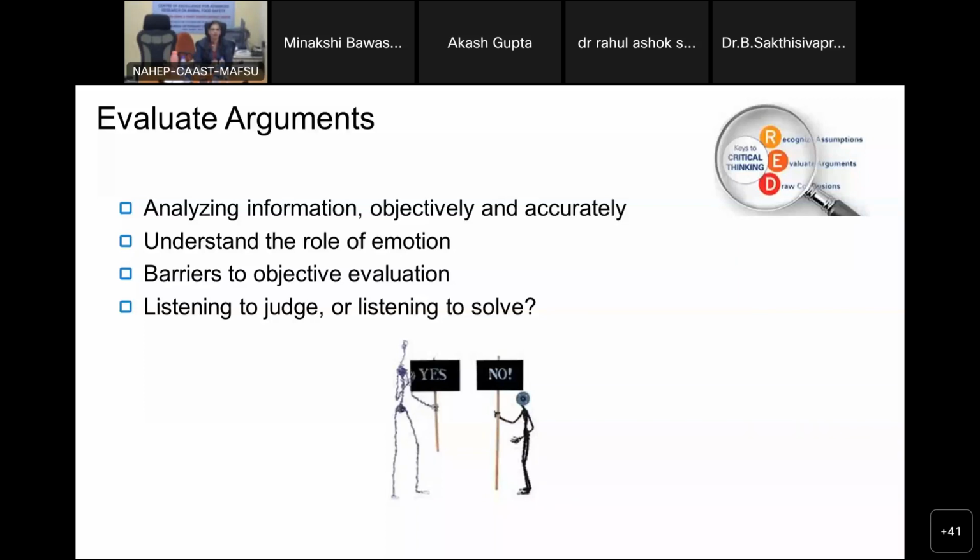In listening to judge, they only judge what the other person speaks. In listening to solve, they try to solve, by properly thinking, what exactly that person told, or correct it. So that means you heard something and you made your opinion. So you have judged. You're not trying to evaluate or analyze, doing nothing.